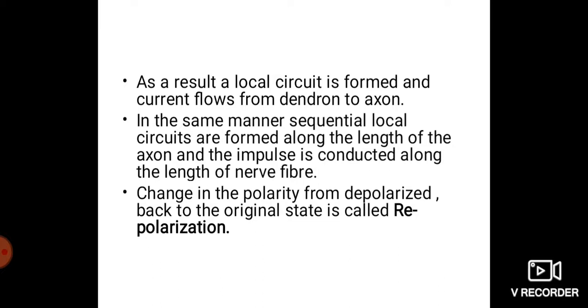Change in the polarity from depolarized back to the original state is called repolarization. The polarized neuron will undergo depolarization. The depolarized neuron will regain its actual structure, and that is called repolarization. Change in polarity: initially it is polarized, then changes the polarity into depolarization, then again changes the polarity into repolarization.